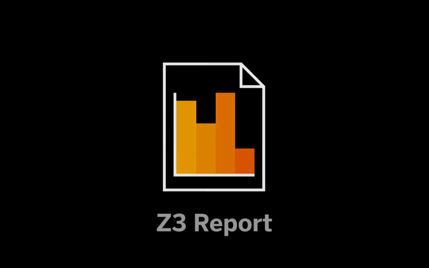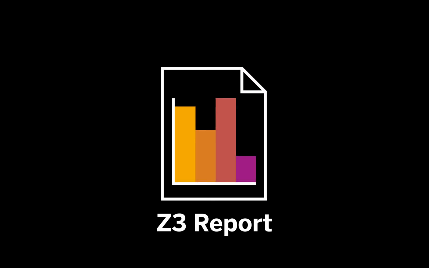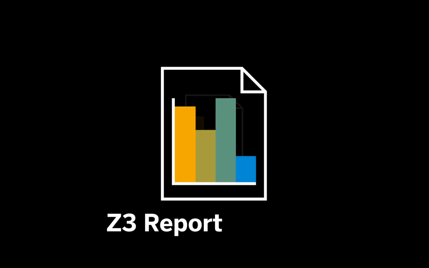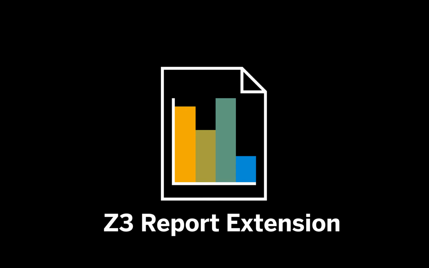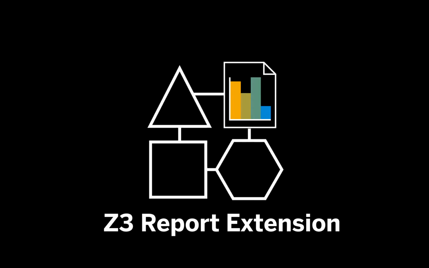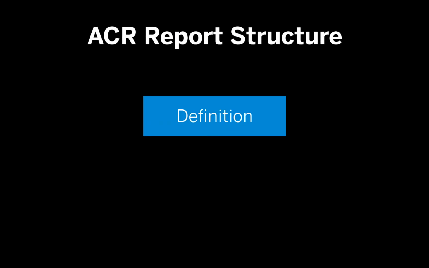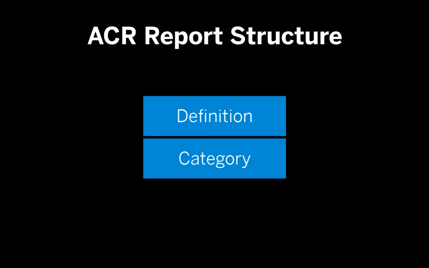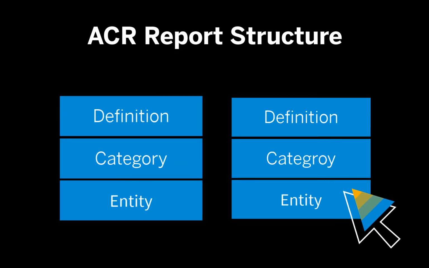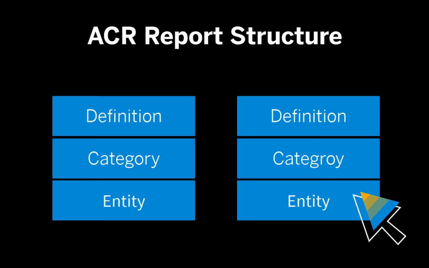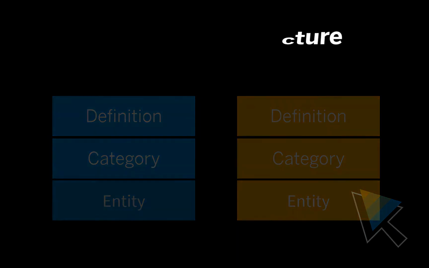If you need to perform Advanced Compliance Reporting, or ACR for Germany, you can use the Z3 report. This report is pre-delivered by SAP, but you can also extend it in several ways, including by adding fields into the report document or by adding new reports. The ACR report structure comprises 3 levels: report definition, report category, and report entity. When you're extending the Z3 report, you copy and modify these levels. These videos show you how to do that.